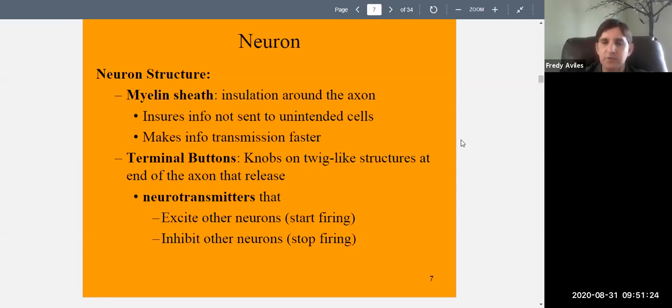They excite other neurons, so they basically will cause another neuron to fire, or they'll tell the next neuron to fire to send a signal. They will inhibit other neurons. They'll tell the next neuron to stop firing. That's what neurotransmitters do. Okay, they tell the next cell to send a signal or to not send a signal.